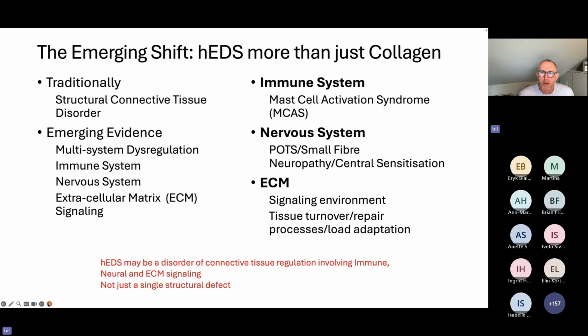And then in the extracellular matrix system, it's a signaling environment where tissue turnover and repair processes and load adaptation issues happen. So hEDS can be a disorder of connective tissue regulation involving immune, neural, and ECM signaling. It's not just a single structural defect.